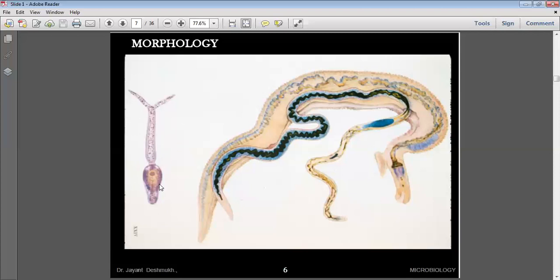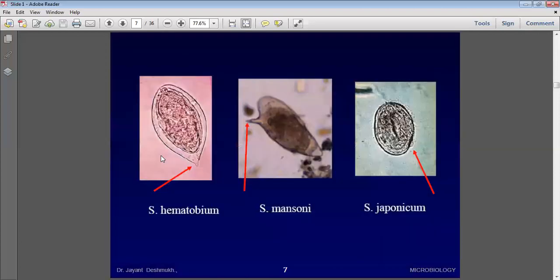Structure: this you have to draw as a diagram. This is the head, known as the schistosomula, and this is the tail. The total length is 400 and the thickness is 60 micrometer. These are the three eggs, and there are different ways to identify them when you obtain the stool and urine.